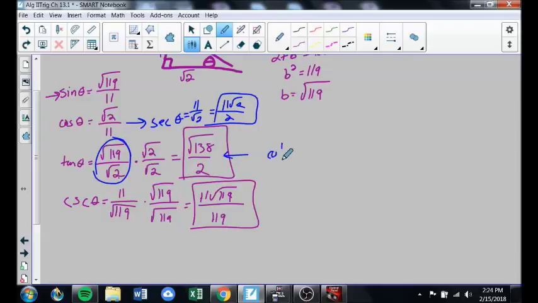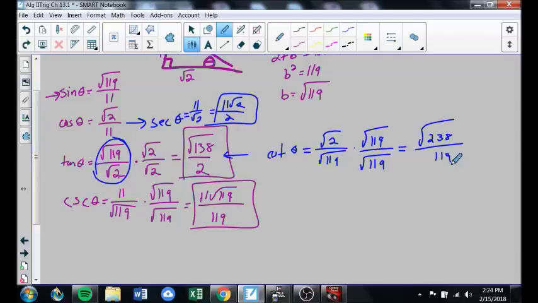So cotangent of theta is going to be root 2 over root 119, and I multiply the top and the bottom by root 119, and you'll notice that the bottom number is, of course, different here than it was in tangent. So it's root 238 over 119.